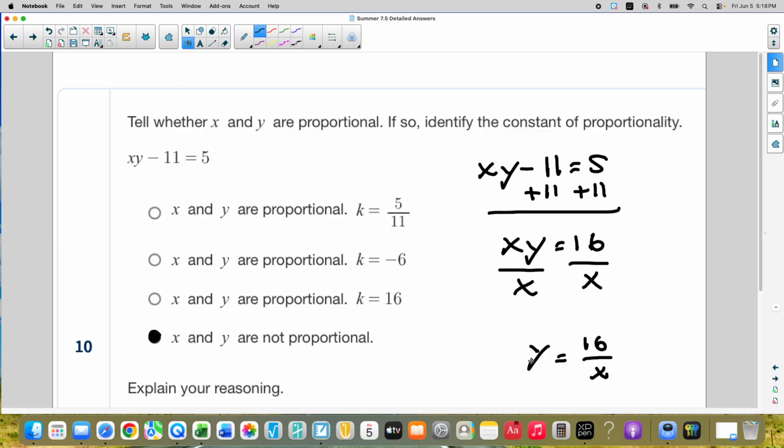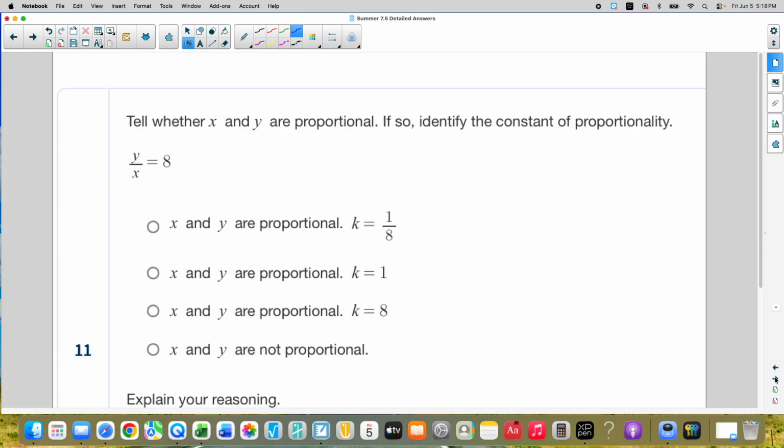See that? It's not proportional because x is in the denominator. We can't have x in the denominator. Proportion is y equals kx. That's a direct variation, I think is what they call it. If x was in the denominator, it would be indirect. So I'm going to say they are not proportional. Let's go. Yes, I like that answer.